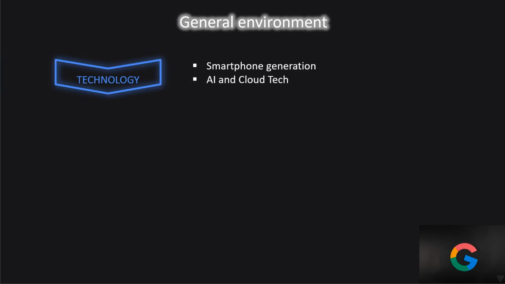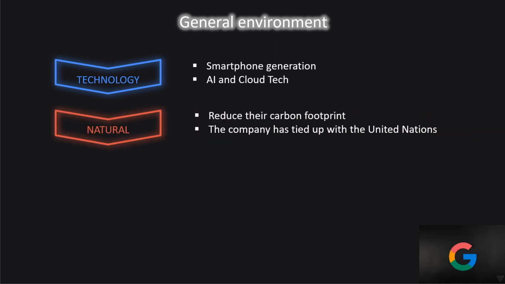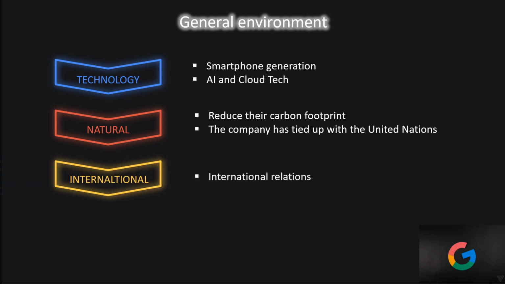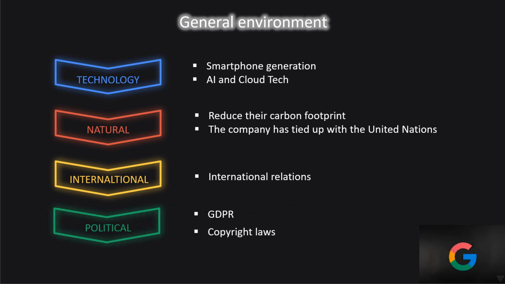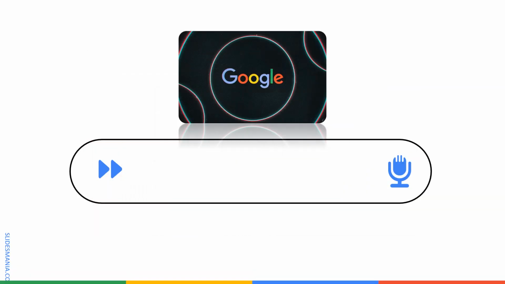Besides, Google is also affected by technologies, such as the smartphone generation, AI and cloud tech; by the natural environment, with the force to reduce their carbon footprint and tie up with the United Nations; by international relations; and finally by political factors, such as the GDPR and copyright laws. And that is the external environment.